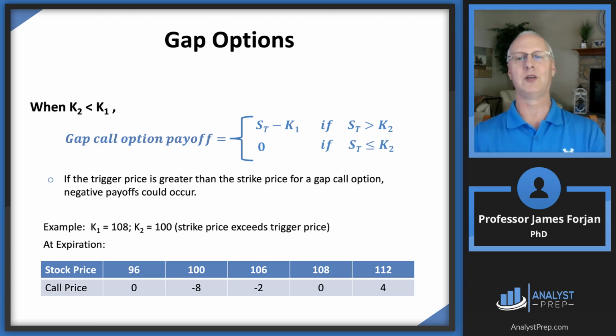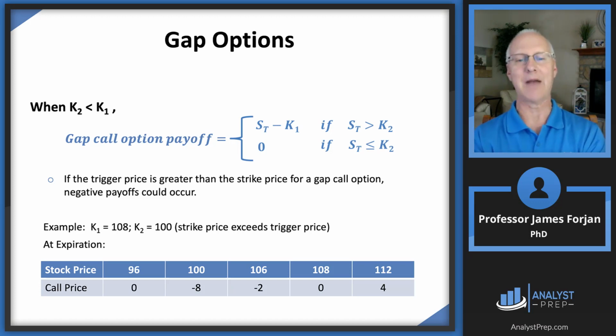But what happens as the stock price goes up and hits the trigger price of 100? Oh my goodness gracious. As the owner of the option, you're going to be forced to come up with $8. That's why I have a -8 there. As the price at expiration goes up to 102 and 104 and 106, then you're forced to pay less and less money all the way up until it gets to 108, in which case you break even again.